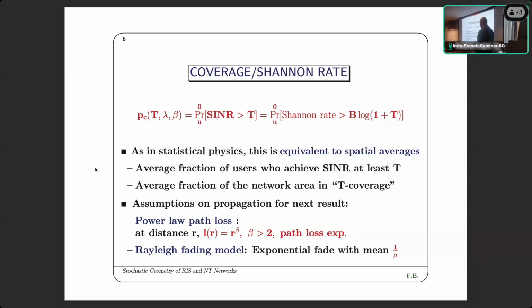Okay, so for the time being, we'll describe just the case where the attenuation function is 1 over R to the beta, the path loss, where beta is the path loss exponent. And I will take Rayleigh fading, an exponential fading with mean 1 over mu. So mu, say mean 1, but you can say that the average transmission power of base stations would be 1 over mu. Okay, so this is the setting.